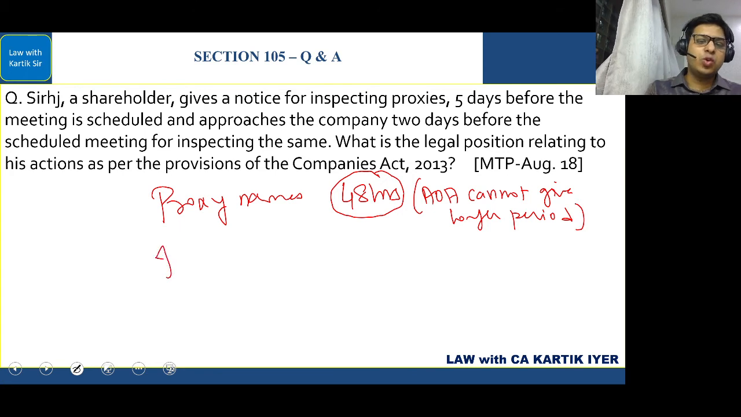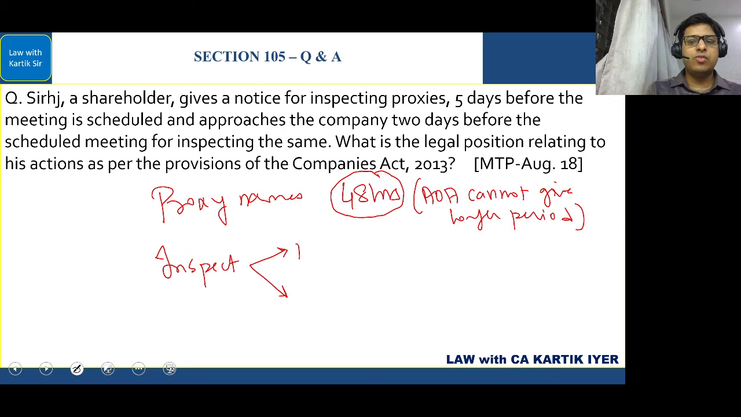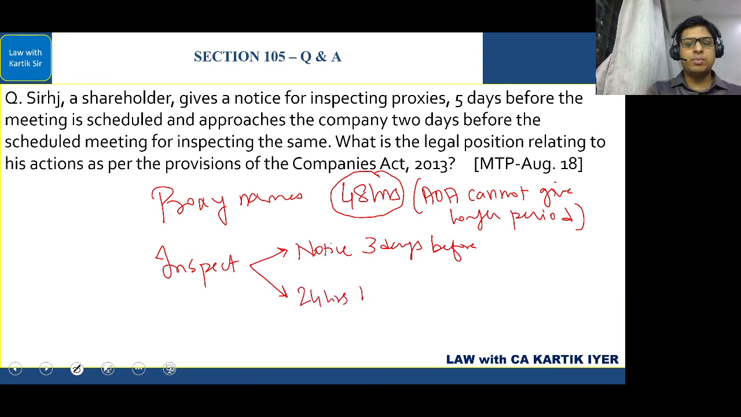Second is, now if you want to inspect the register of proxies, there are two things. First, you have to give a notice of inspection 3 days before the meeting, that you want to inspect. And now, when can you inspect? You can inspect 24 hours before the meeting, and during the meeting you can inspect. During means till the meeting gets over. During the meeting, 24 hours before and during the meeting, you can inspect.